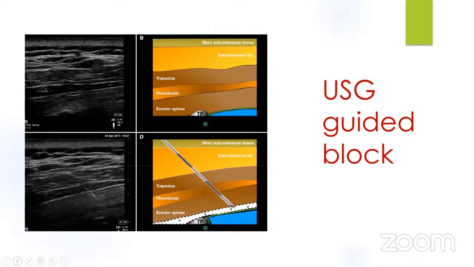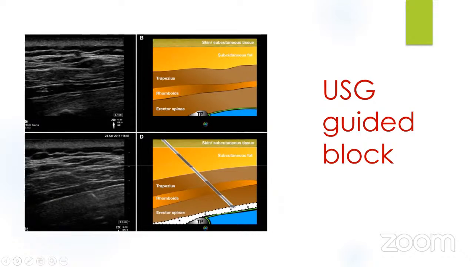Erector spinae plane block can be given either as a single technique or a continuous technique. In the single technique, a 5 centimeter, 8 centimeter, or 10 centimeter, 22 gauge or 23 gauge needle can be used. In the continuous technique, an 18 gauge or 16 gauge Tuohy needle can be used. In the single technique, either bupivacaine or levobupivacaine 0.25% and/or ropivacaine 0.35% can be used.